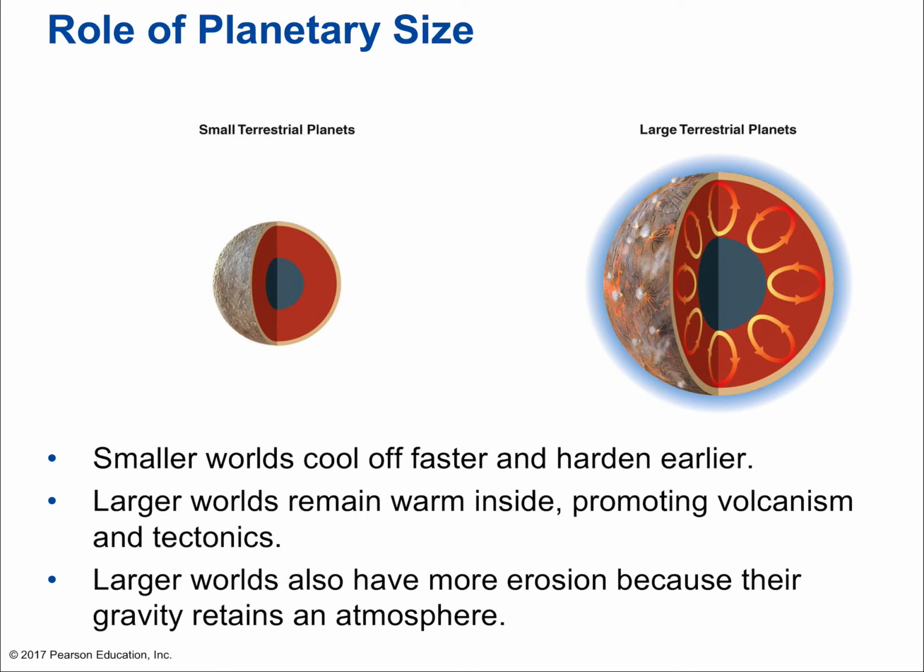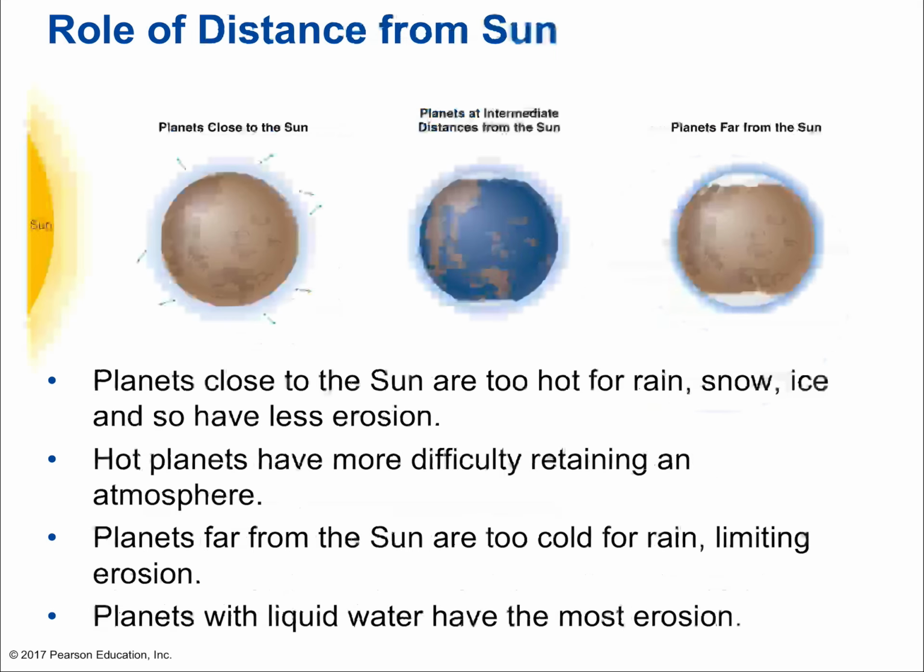Well, the size, right? We mentioned this. The smaller worlds cool off faster and harden earlier. That's going to have a big effect on the surface, on the whole features of the planet. The larger worlds remain warm inside, promoting volcanism and tectonics. So we should definitely expect Venus, Earth, lots of tectonics and volcanism, and Mars to a lesser degree. The larger worlds also have more erosion because gravity retains an atmosphere. If you're too small, there's not enough gravity to actually hold on to gases to get an atmosphere.